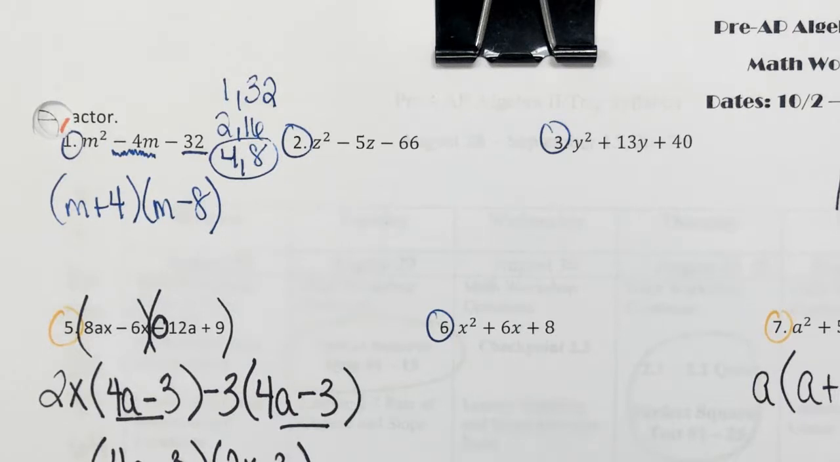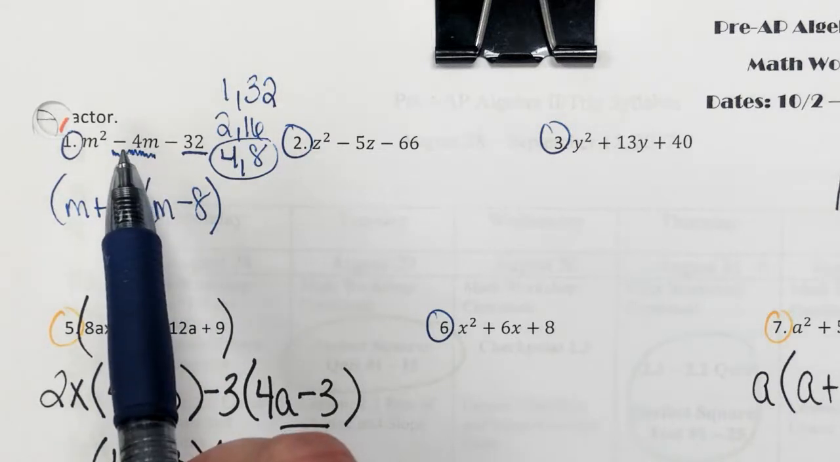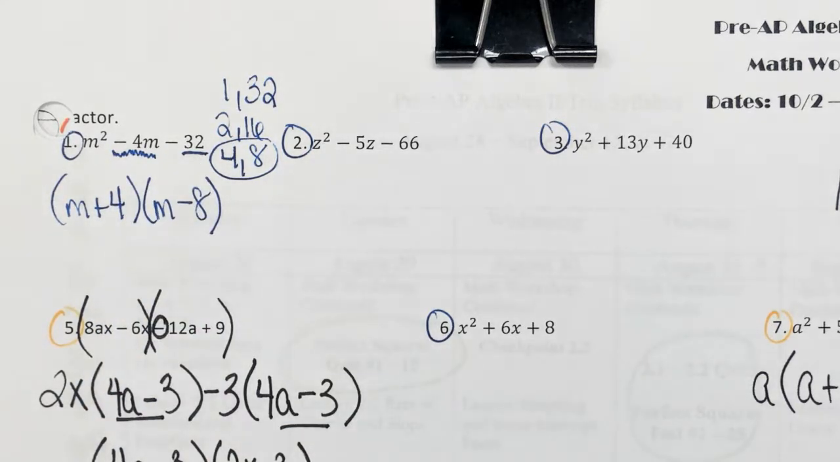Yes. Okay, it doesn't matter the order you put them in, but it does matter that the 8 is still negative and the 4 is still positive. So you could have said m minus 8 and m plus 4, because 4 minus 8 is still negative 4, and 4 times negative 8 is still negative 32. You all okay? Bringing back some memories? Workshop? Yes.